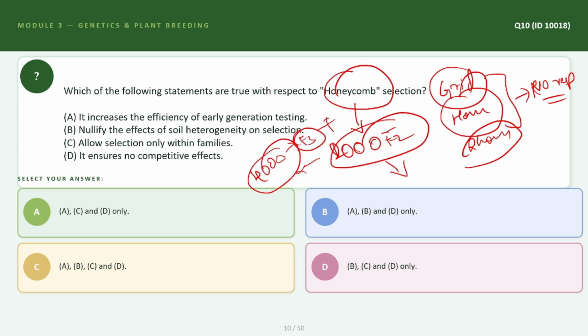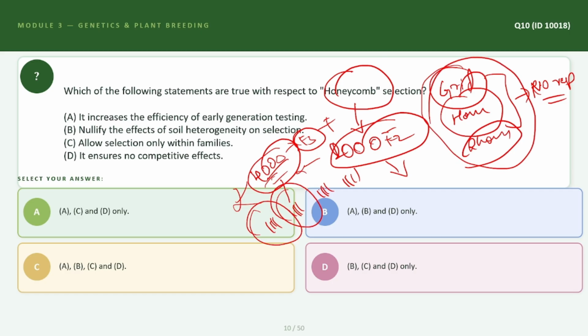For example, you take 4000 lines in F3 or F4. Now we have different families also. Okay, in the pedigree method, you have one family, second family, third family, fourth family. So you can't replicate your 4,000 individuals. So you can apply any of these designs to select better, to alleviate some competitive effect or environmental effect, whatever it may be. And there are two questions this time.